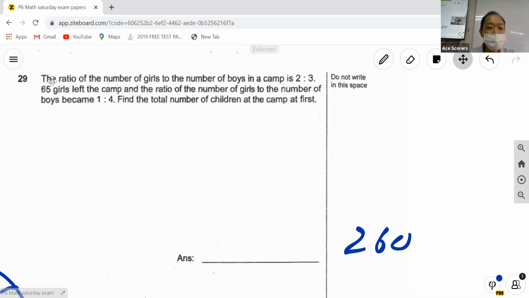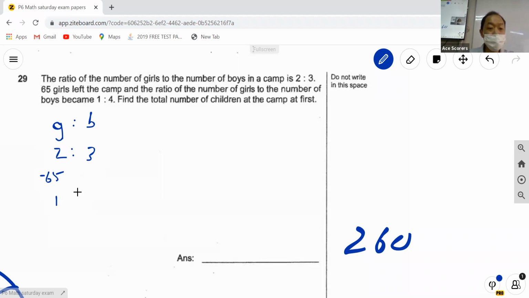All right. So anyway, look at this. The ratio of the number of girls to the number of boys is 2:3. So what we do is we write G for girls and B for boys, right? Everyone can do that, right? Don't be sexist. 2:3. So 65 girls left the camp. So minus 65 here. And the ratio of girls, what?